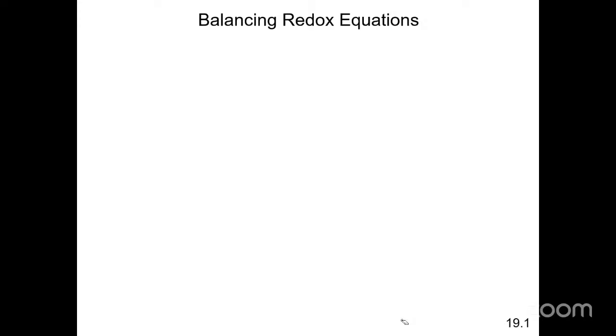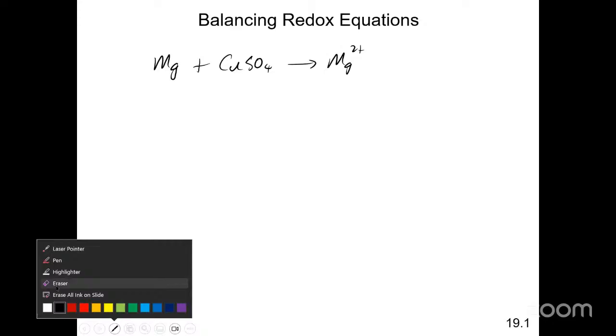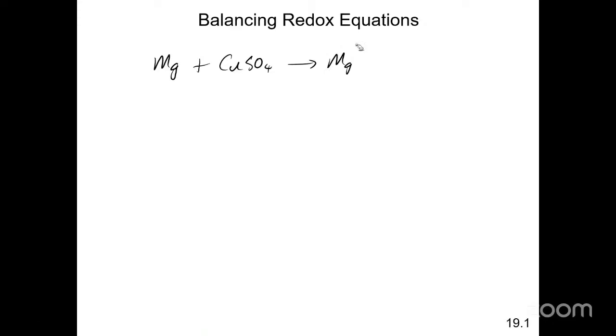Now, that's a useful tool in terms of determining whether or not a reaction is a redox reaction. So for example, we're going to discuss balancing redox equations, which is something, again, you should have learned in Chem 1. But before we get to that, let's say, for example, you're given Mg plus CuSO4 to form MgSO4 plus Cu, all right?